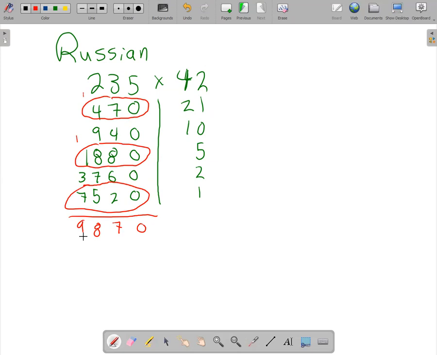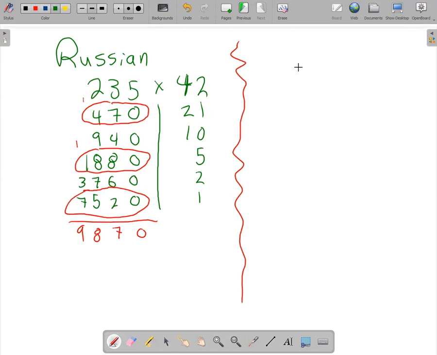Now, I mentioned it doesn't matter which number you have. So let's try it again, but we'll have 235. Starting with 235 times 42, half of 235. Let's see, 2 goes into 2 once, 2 goes into 3 once with 1 left over, 2 goes into 15 7 times, forget about the remainder.